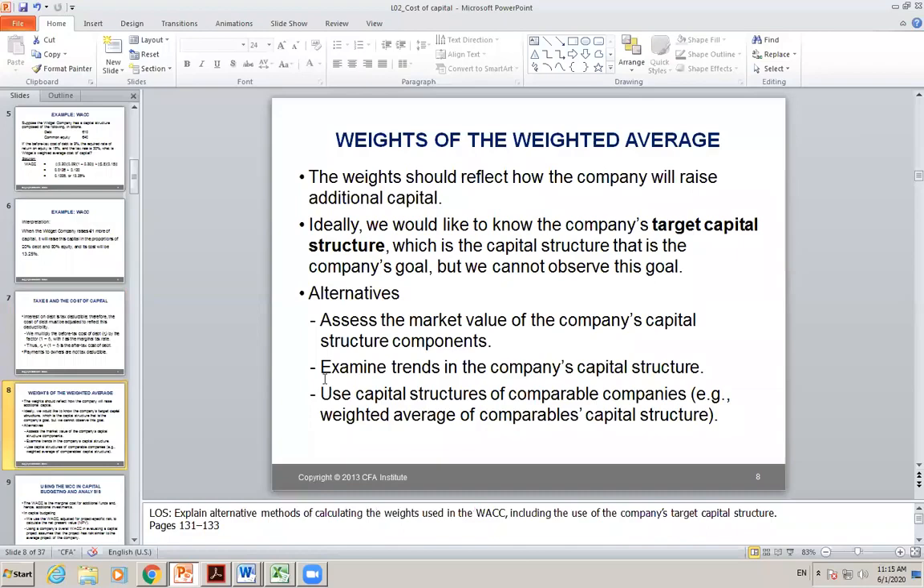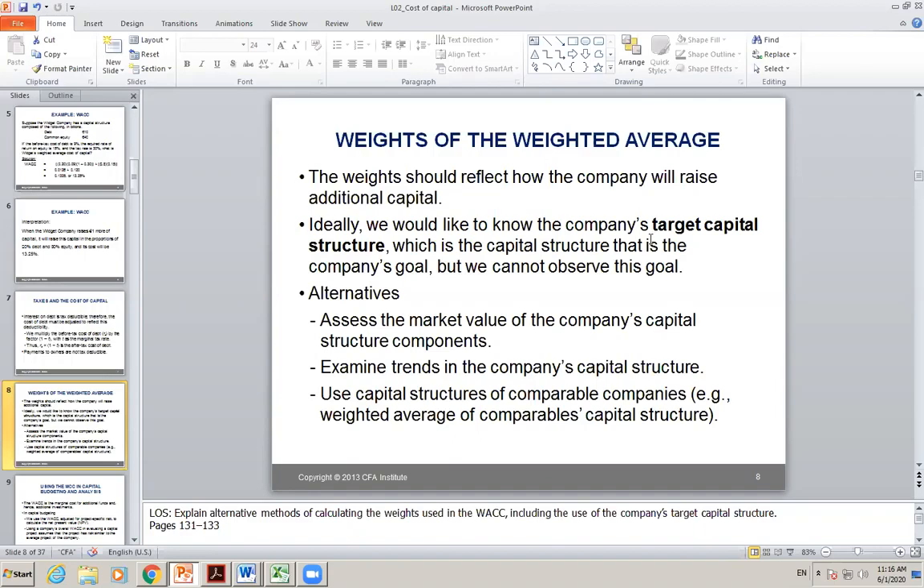So the weights of the weighted average, okay? Actually, the weights of the weighted average should reflect how the company will raise additional capital. Ideally, we would like to know the company's target capital structure. The capital structure shows how much of your asset is financed by debt and how much is financed by equity. This is how the capital structure looks, and the target capital structure shows the aim, the level your capital structure should be. That is the company's goal, and we cannot observe this goal, so there are alternative ways to measure it.